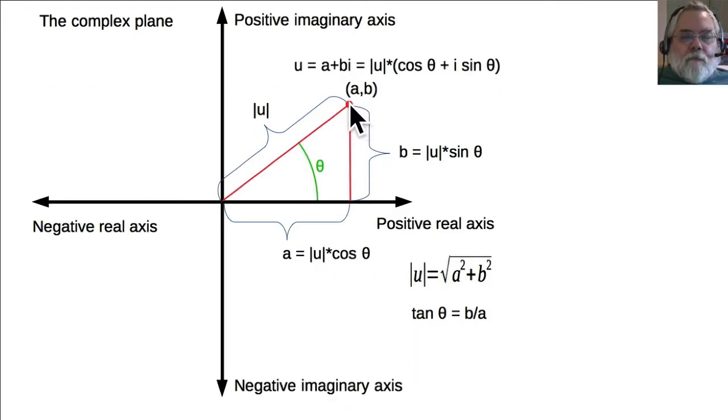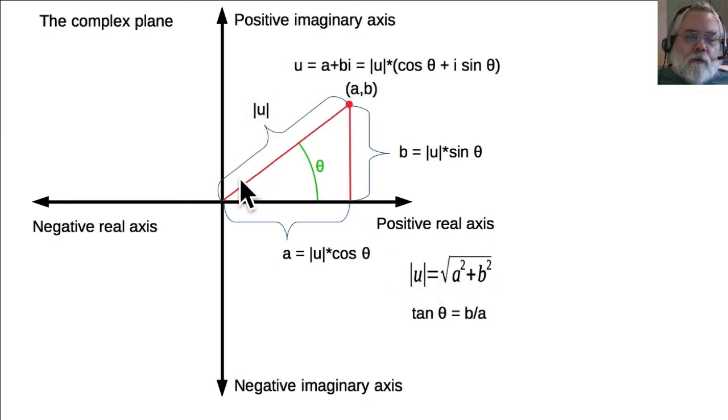Now, we have the point a plus bi, the point a, b. We can draw in the vertical segment down to the real axis. We can draw a line segment from the point to the origin, and we end up with a right triangle because the imaginary axis is perpendicular to the real axis. So we end up with a side a and a side b of a right triangle whose hypotenuse is the square root of a squared plus b squared. Well, that's the magnitude of u.